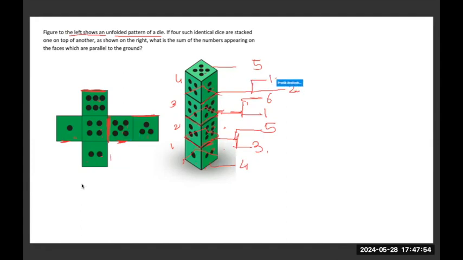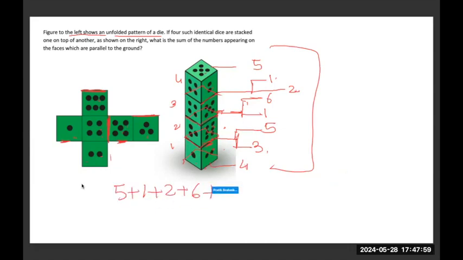When all I have to do is add all of them together. So 5 plus 1 plus 2 plus 6 plus 1 plus 5 plus 3 plus 4. When I add all of them together, the answer that will come is 27.